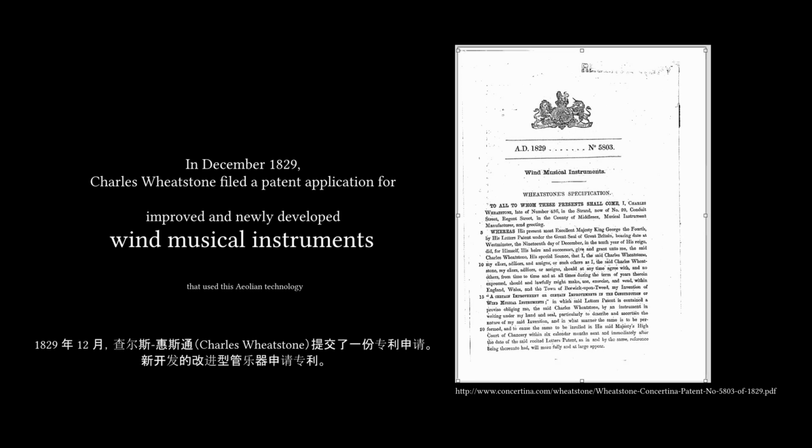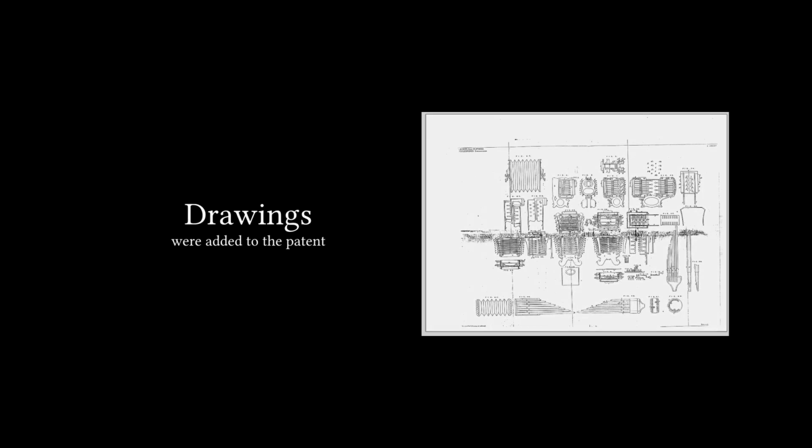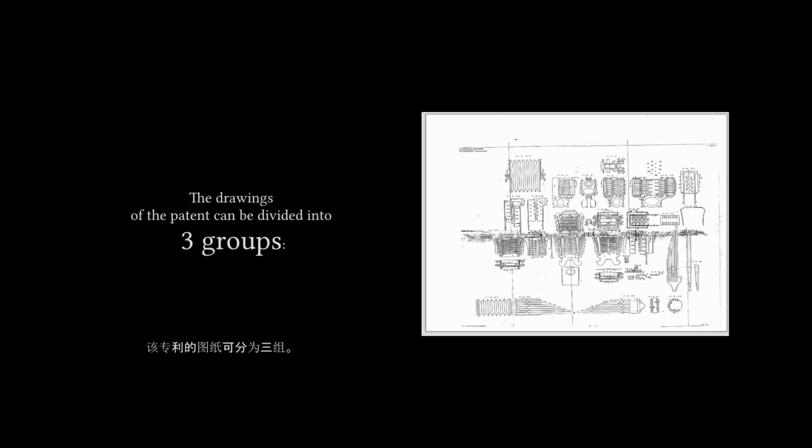In December 1829, Charles Wheatstone filed a patent application for improved and newly developed wind musical instruments. Drawings were added to the patent. The drawings of the patent can be divided into three groups.